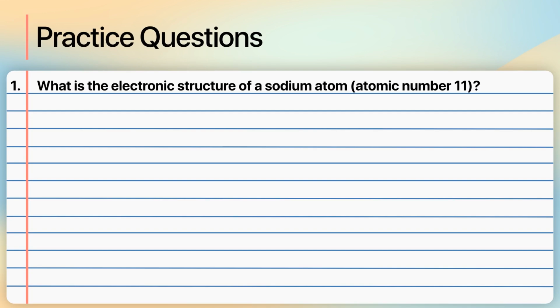Let's apply our understanding of electronic structure to some GCSE level questions. Our first question is, what is the electronic structure of a sodium atom, atomic number 11? Pause this video here and see if you can answer it.